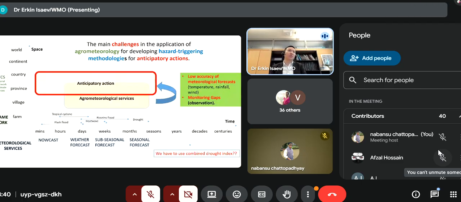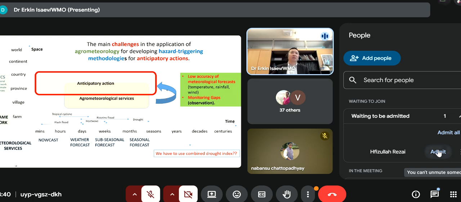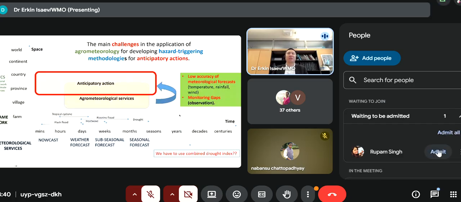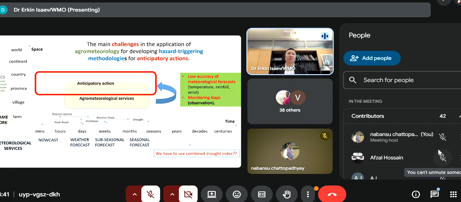And also the main challenge: here is the temporal and spatial scale of anticipatory action, where it fits. During that period, there was a main challenge in the application of agrometeorology for developing hazard triggering methodology for anticipatory action, not only for drought but for most hazards. There were two big reasons. One is low skill of meteorological forecasts, rainfall and temperature. If you are talking about drought, it's 3 months rainfall forecast, 3 to 6 months, and also monitoring gaps in observation. So that was the main big challenge, and we tried to address it.